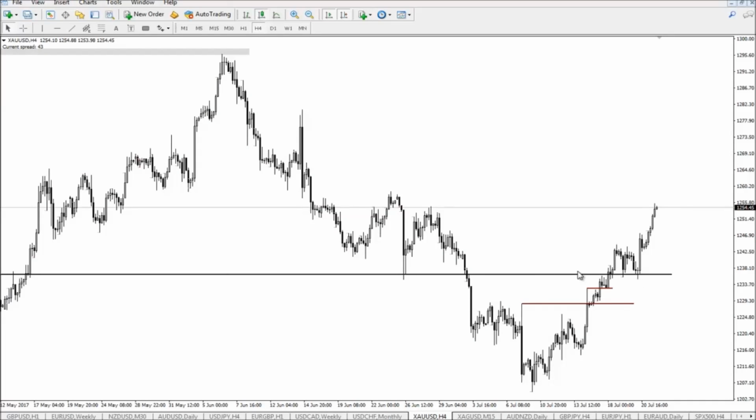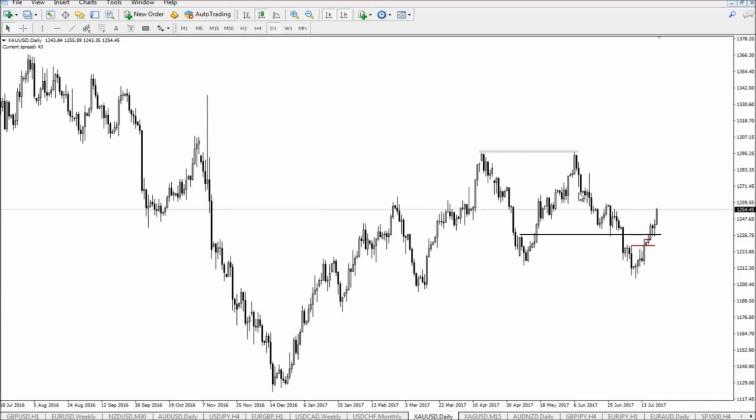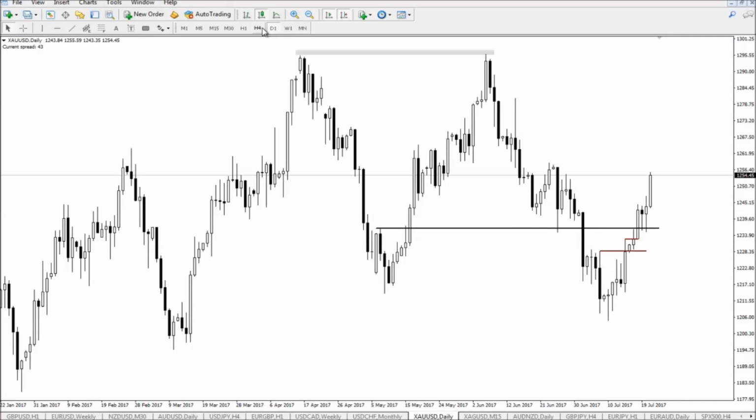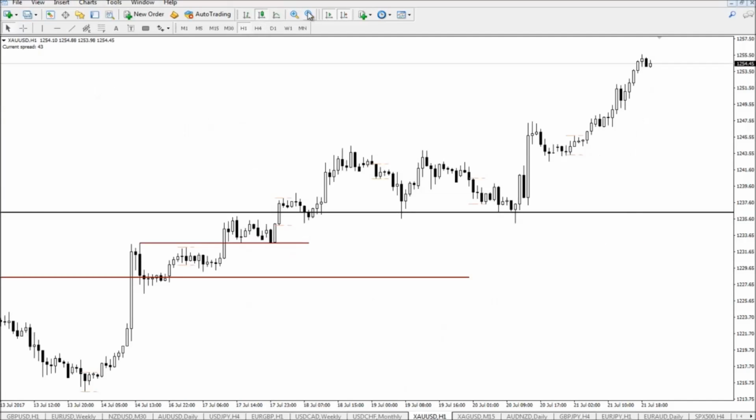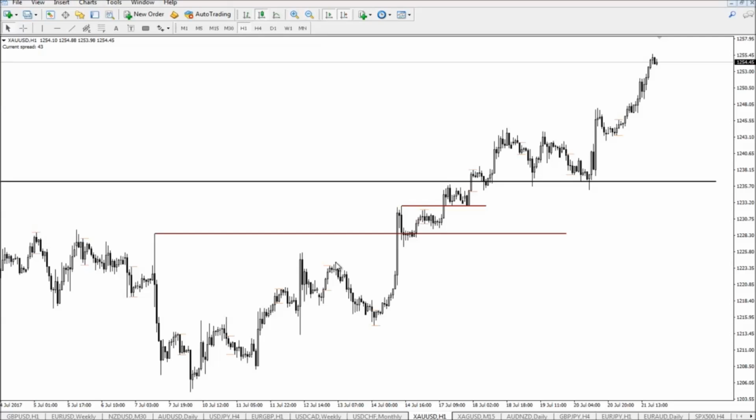So ideally, where do I think gold's going? Ideally, I think it's going to go there at least. What happened with gold was, when the week started, I wanted to come up to here for a long. Post a chart, it didn't.